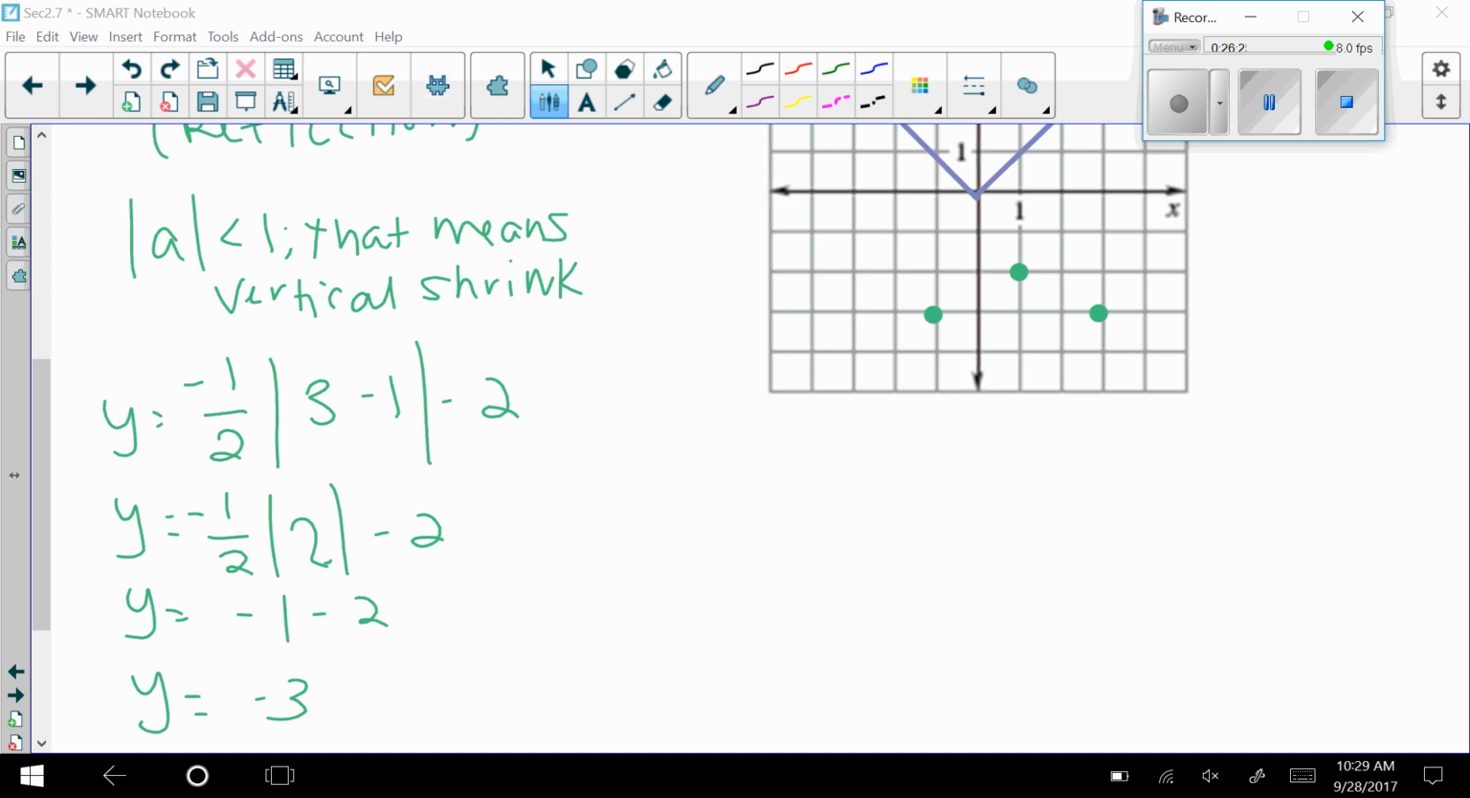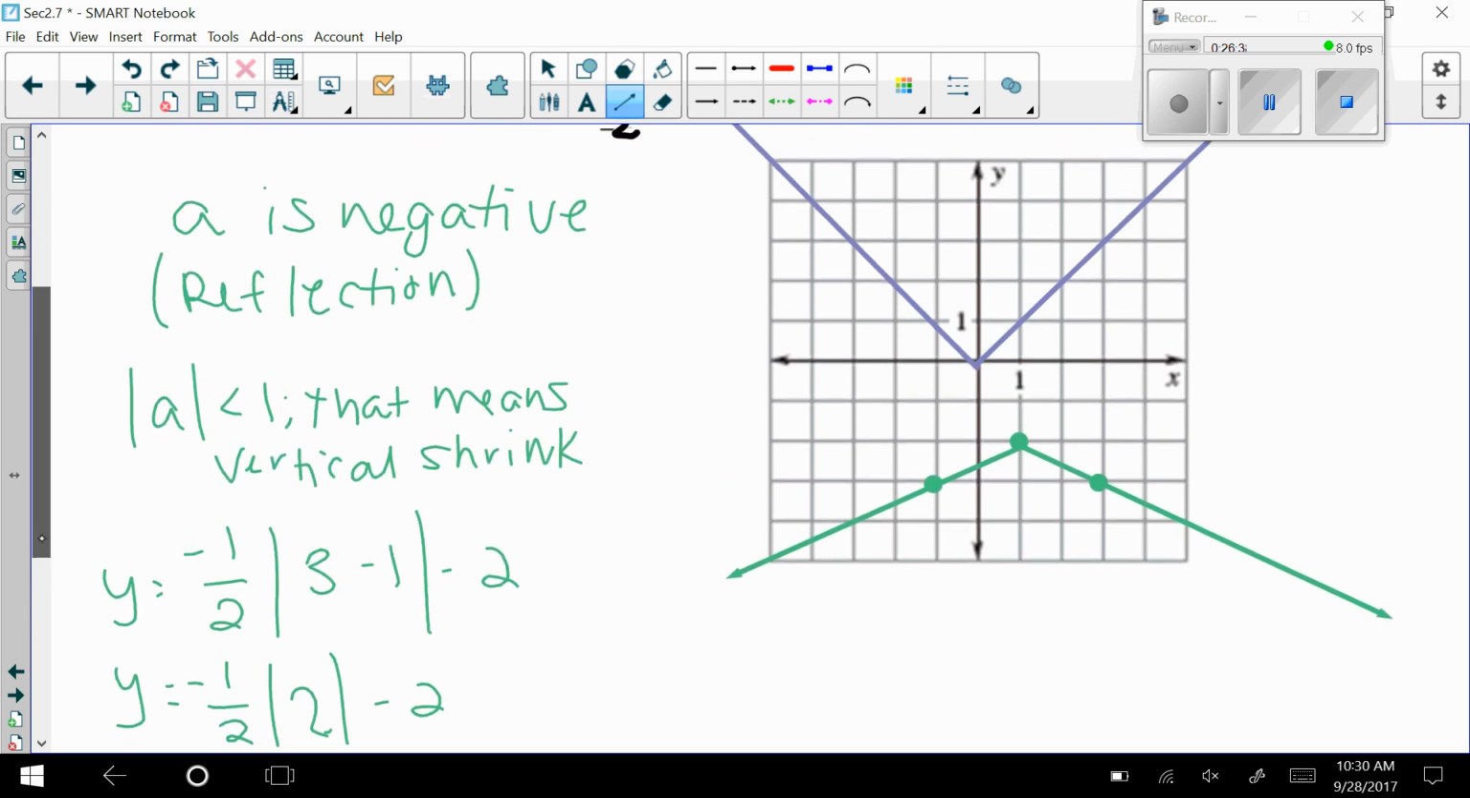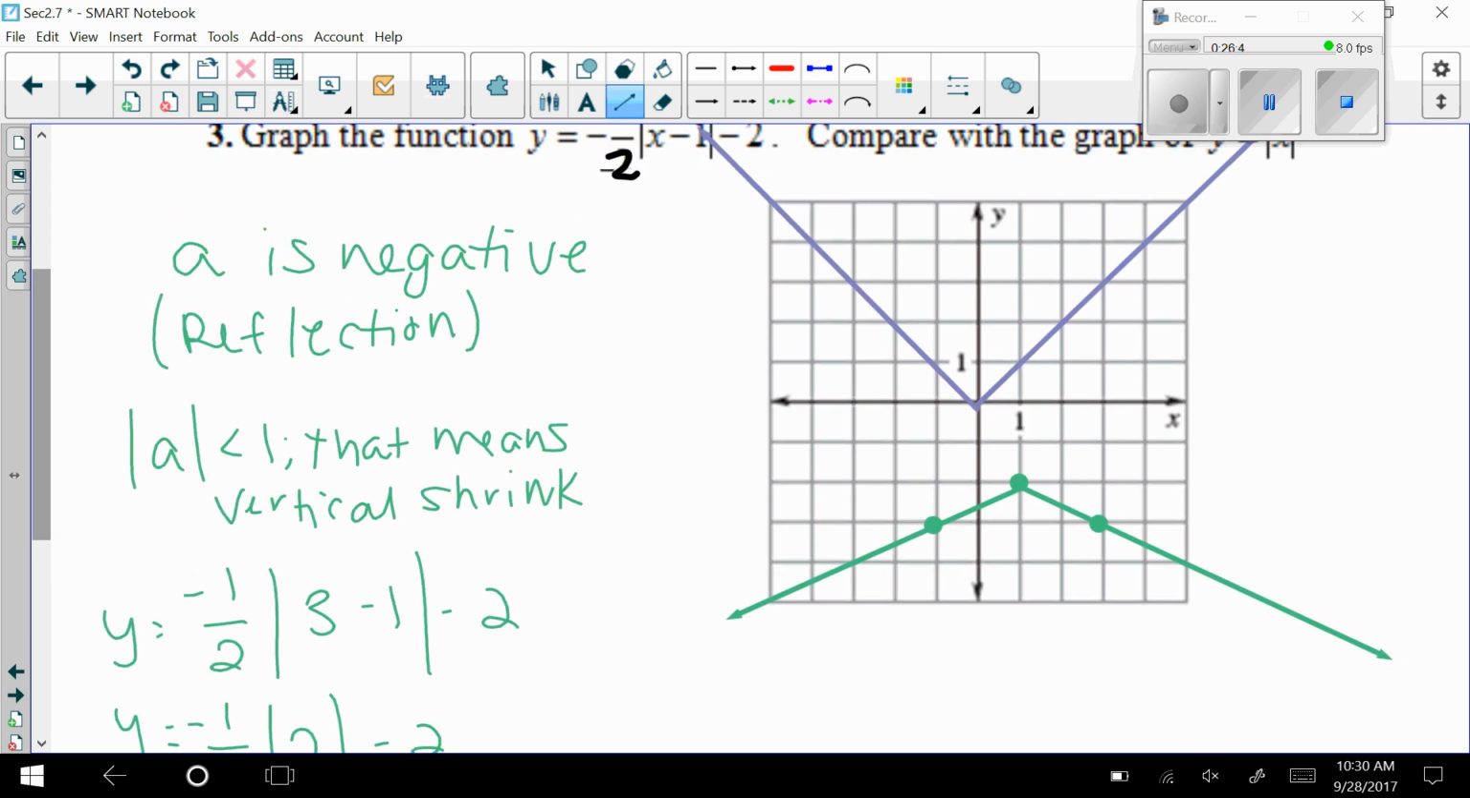And lastly, I'm going to connect my points and draw my graph. And so in the green, you can see what my new graph is going to look like. It's a vertical shrink, it's a horizontal shift, it's a vertical shift, and it's a reflection.